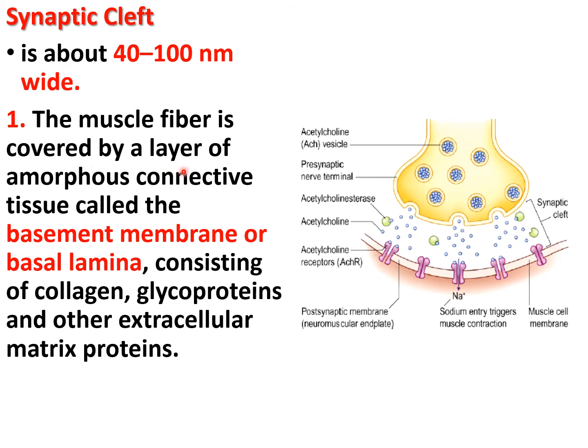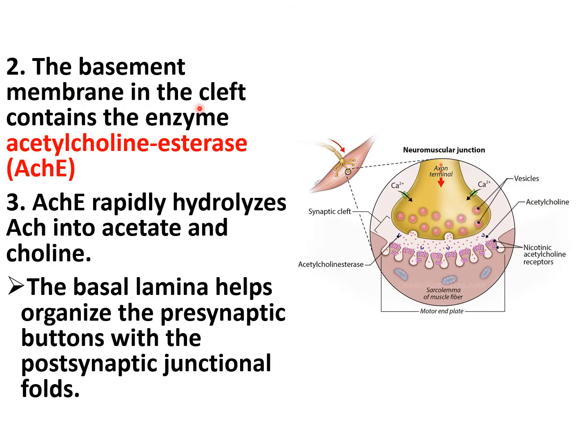The muscle fiber is covered by a layer of amorphous connective tissue known as the basement membrane or basal lamina, consisting of collagen, glycoprotein and other extracellular matrix proteins. The basement membrane in the cleft contains the enzyme acetylcholinesterase. So this is the synaptic cleft, and it contains the acetylcholinesterase enzyme. Acetylcholinesterase rapidly hydrolyzes acetylcholine into acetate and choline. The basal lamina helps organize the presynaptic button with the postsynaptic junctional folds. So the muscle membrane is folded into many folds, known as junctional folds.